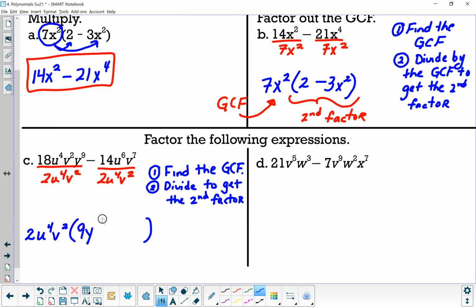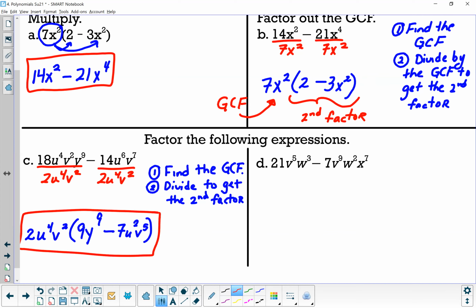Minus. Let me make that look better. There we go. All right, 14 divided by 2, that is 7. U to the 6 divided by u to the 4. Remember, you're subtracting your exponents when you're dividing. So 6 minus 4 gives us u squared. And v to the 7 divided by v squared. Again, subtracting your exponents, so you have v to the 5th power. And we have successfully factored this expression by factoring out the GCF.